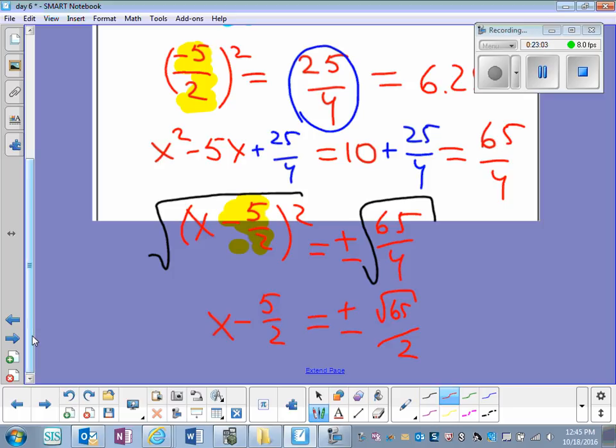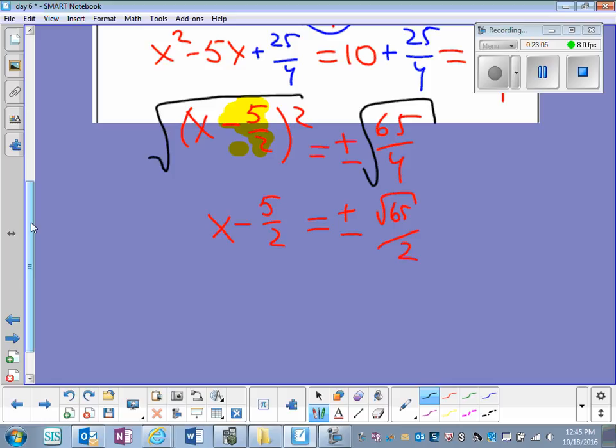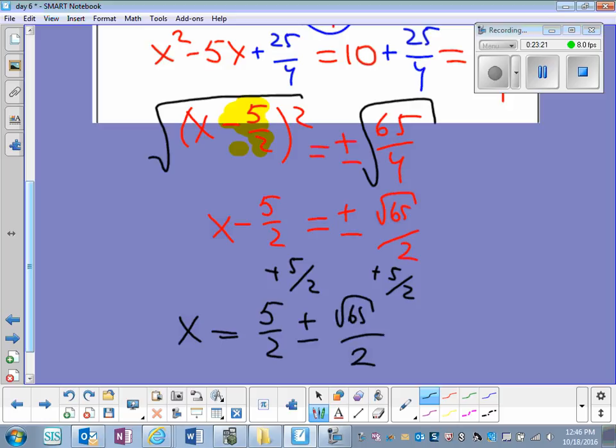And now we solve for x. How to solve for x? Add the 5 over 2. So I have x equals 5 over 2 plus or minus square root of 65 divided by 2. This ugly solution. Solution nevertheless. So we still need to check it, right? Should we check it using a calculator? Let's check one. First one.